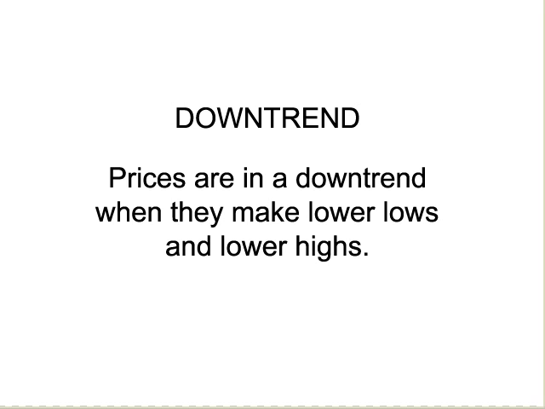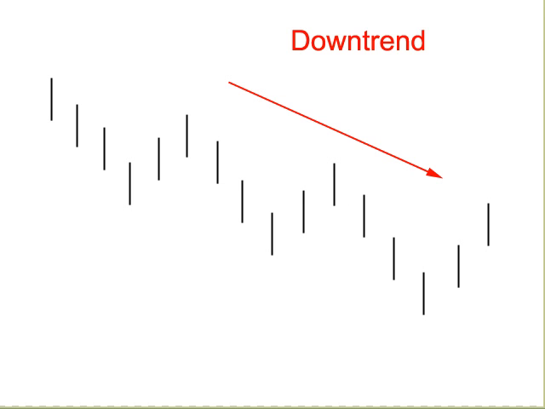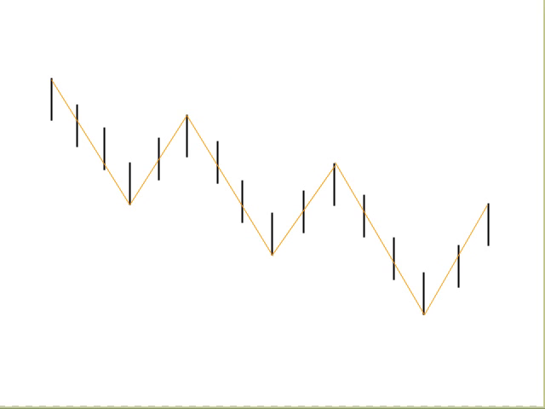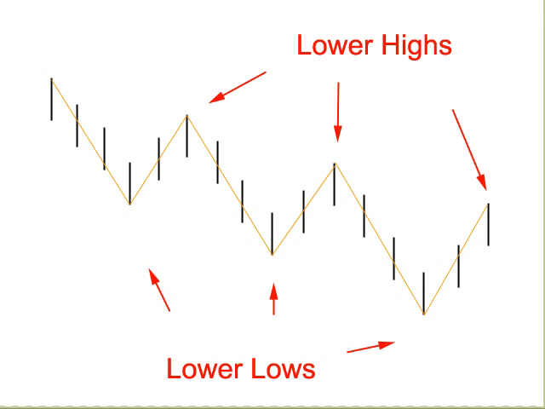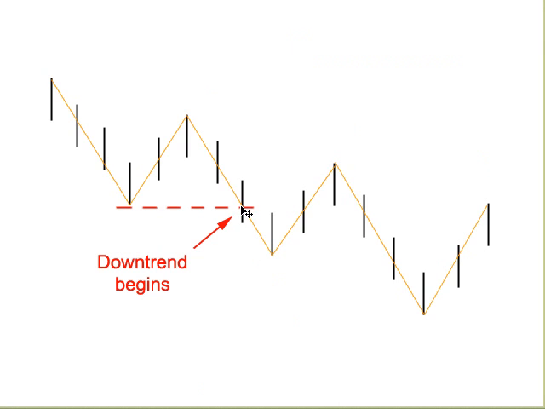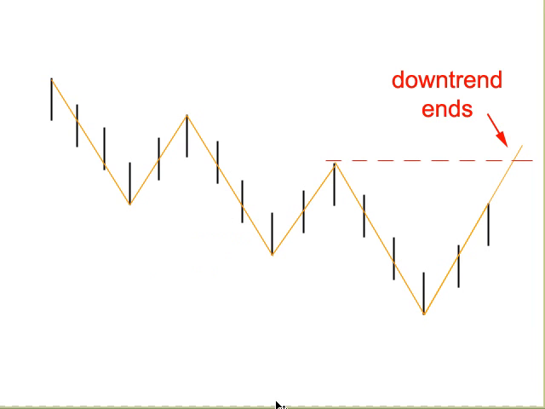A downtrend is the opposite of an uptrend. Prices make lower lows and lower highs. Here's an example of prices that are in a downtrend. And when I put on a gold trend line, you can see it clearer. Prices are making lower lows and lower highs. The downtrend began right here when we took out this previous low here. And the downtrend will end when we take out this previous high here.